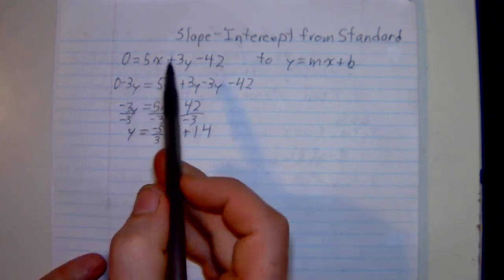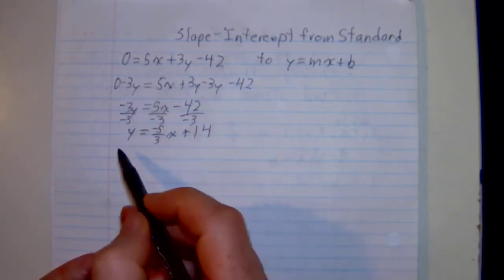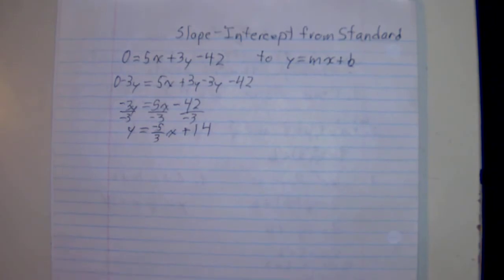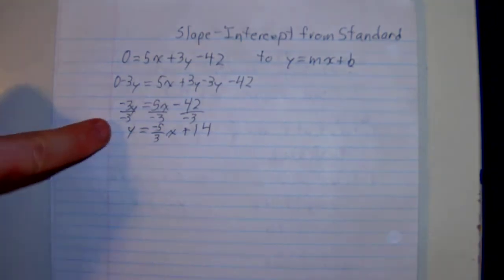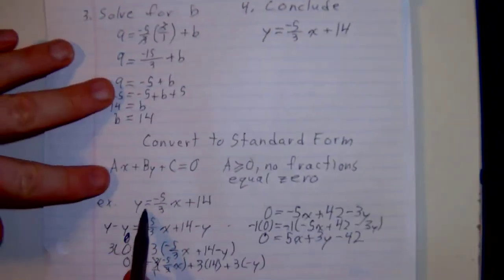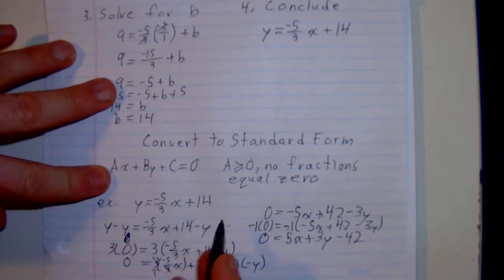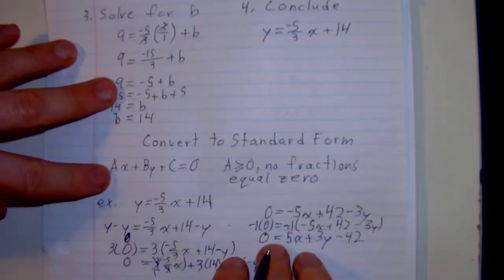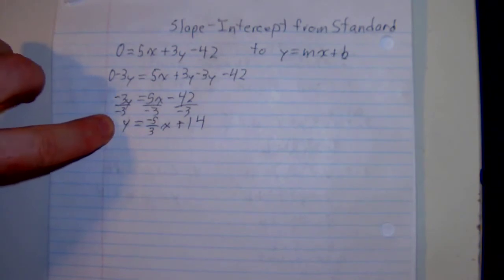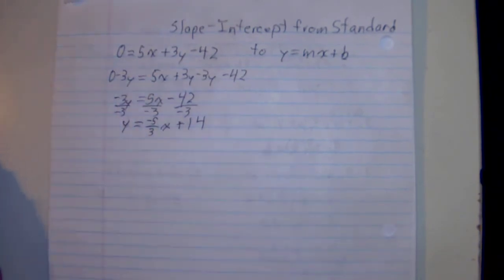So we've taken our standard form equation, and we've transformed it to y equals mx plus b. And we can verify this because we started with this and turned it into standard form in the last question. And you can see y equals negative 5/3 x plus 14 was indeed our starting point, and it's what we've got back to. So that confirms that for us.